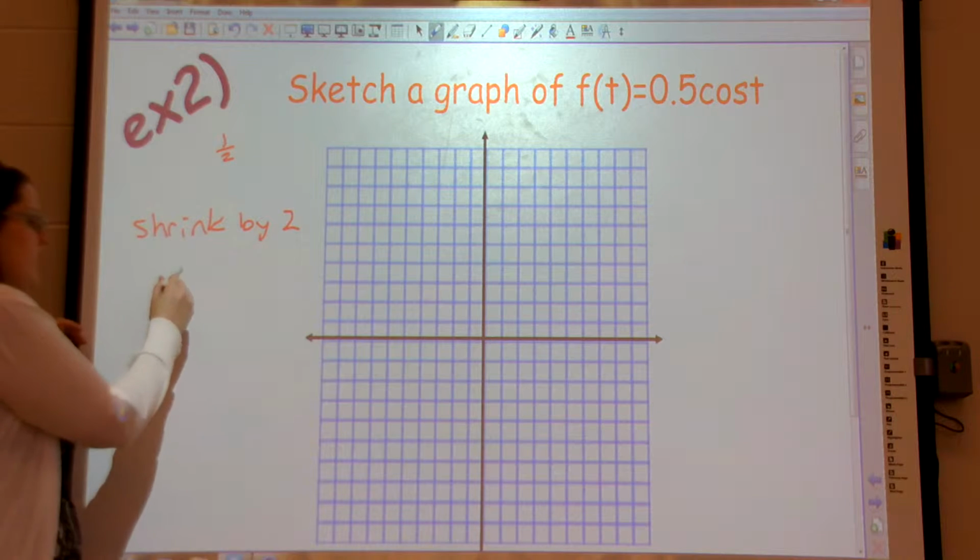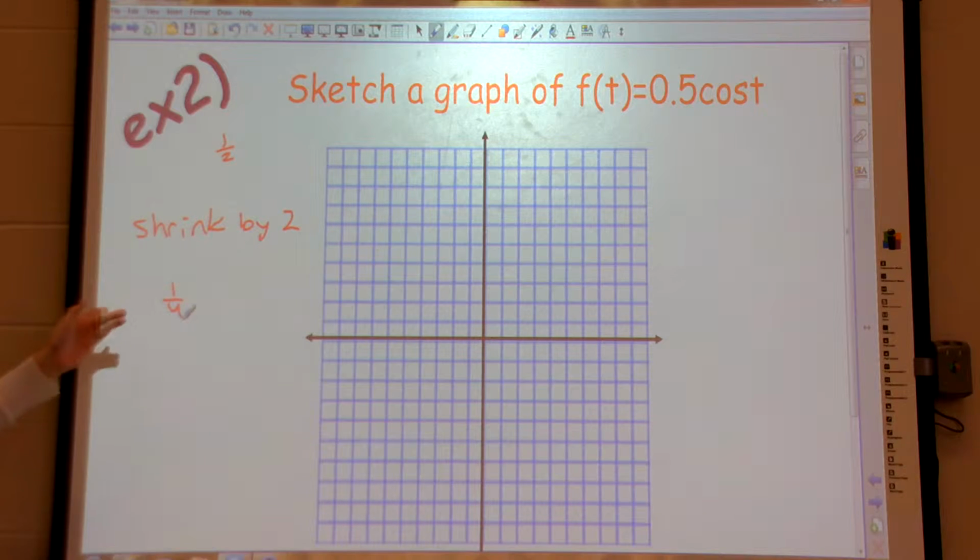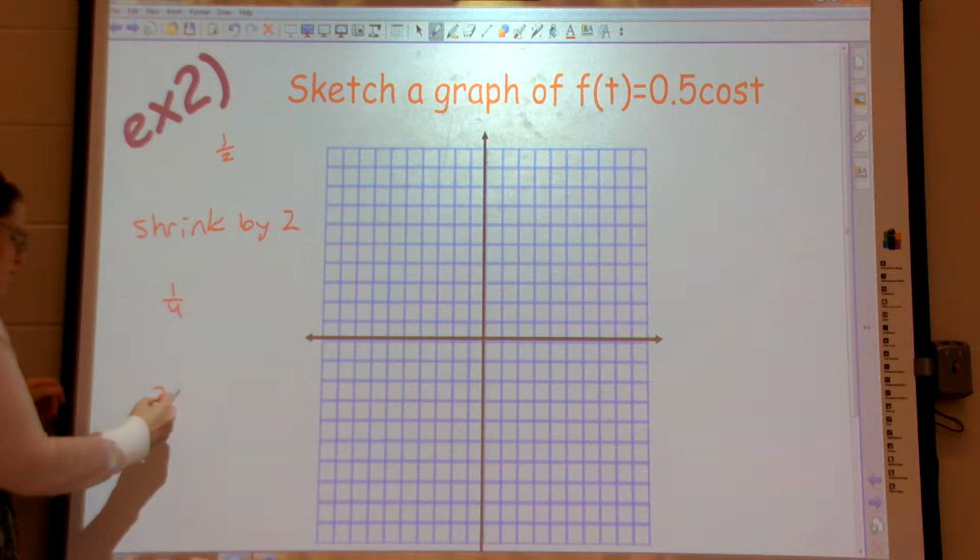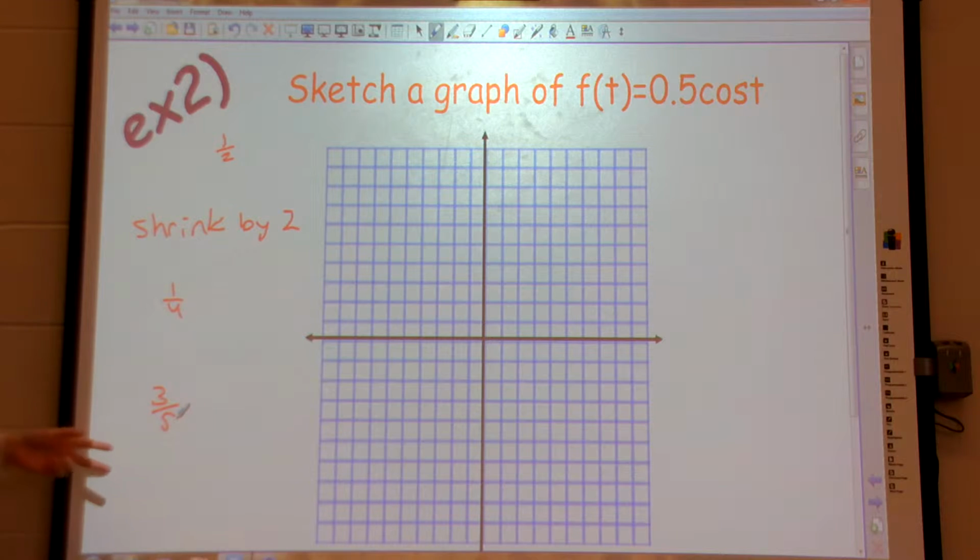So if this was a 1/4, you wouldn't say stretch a fourth, you would say shrink by 4, just reciprocate. If it said 3/4 or 3/5, what would you say? Shrink by 5/3. Just reciprocate to say it was shrink. Okay? Some books call it compress. The old pre-calc book did. I'm not sure what this one is, but compress and shrink mean the same thing.